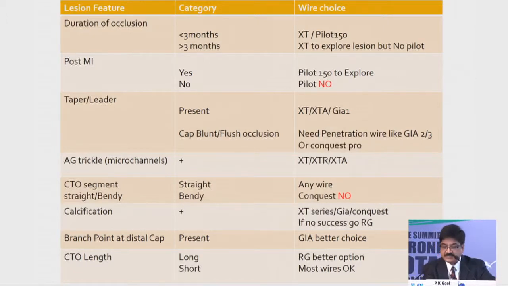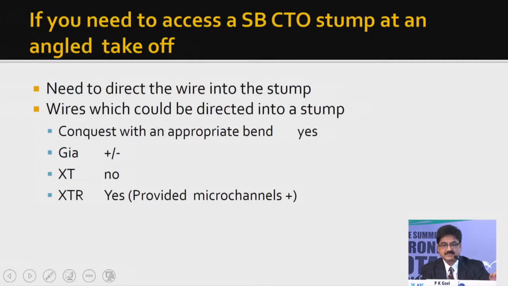And then if there's a branch point, then again Gaia is better because you can redirect it. I will just show some things like that. And if you need to access a side branch, CTO stump, then make an appropriate bend. You may have a wire on the side, and with that appropriate bend, Conquest is one.